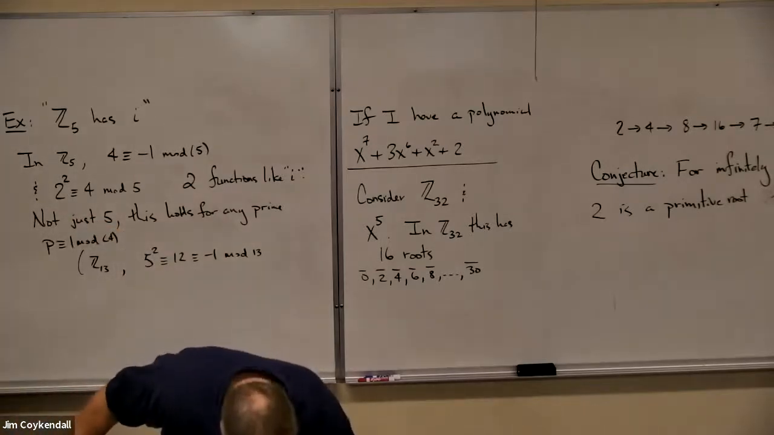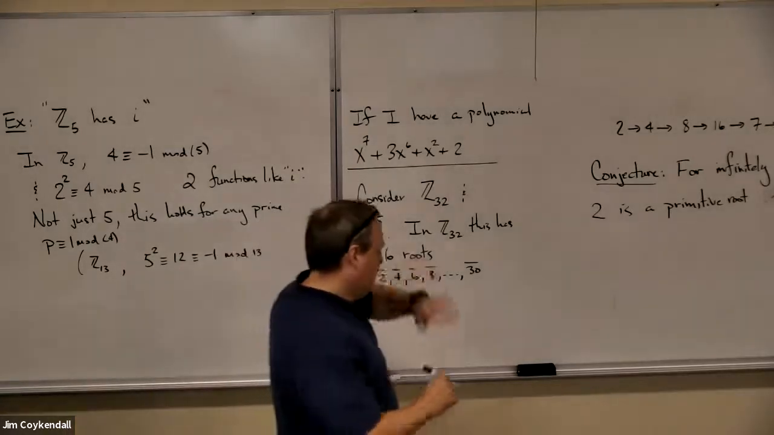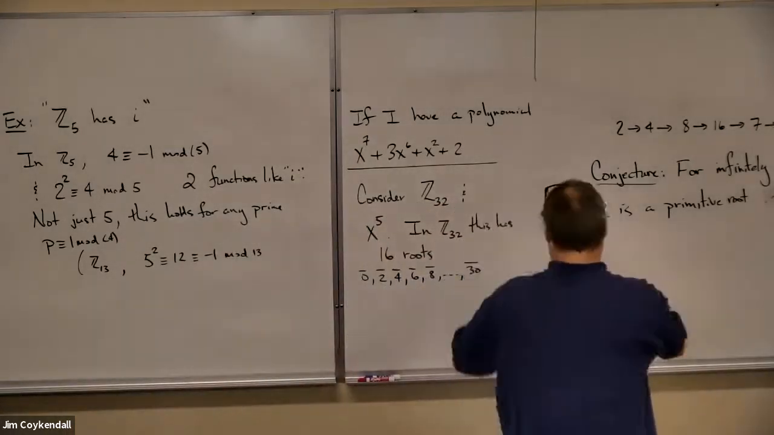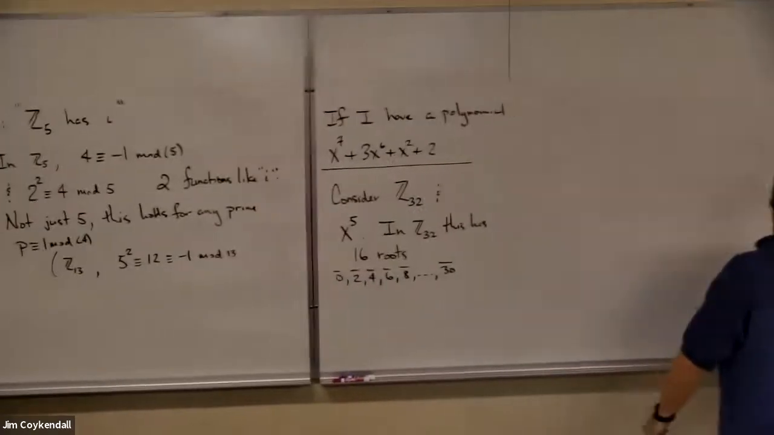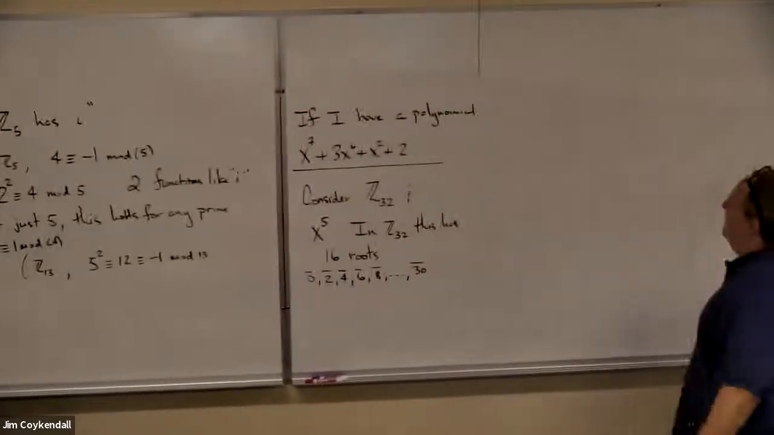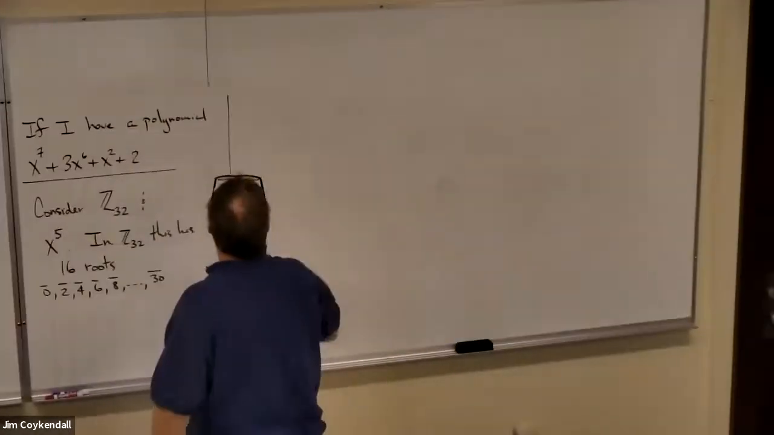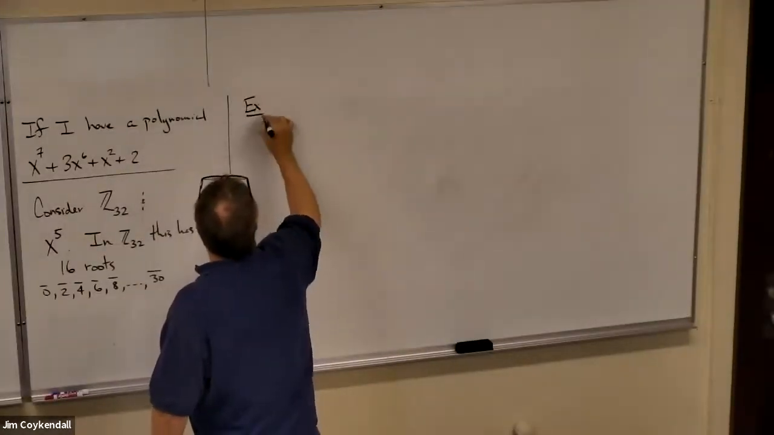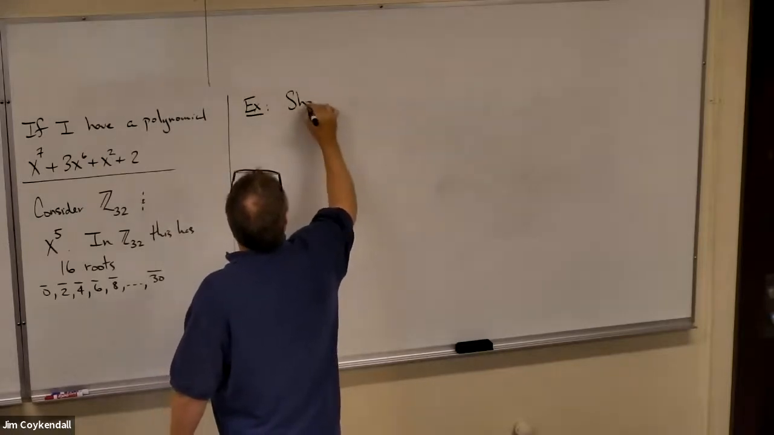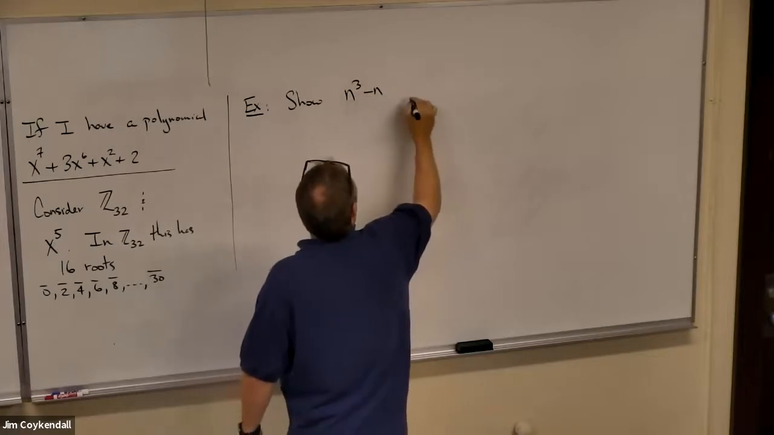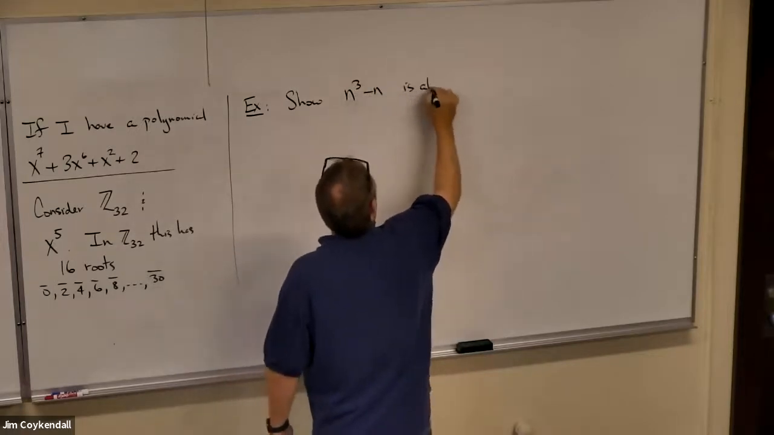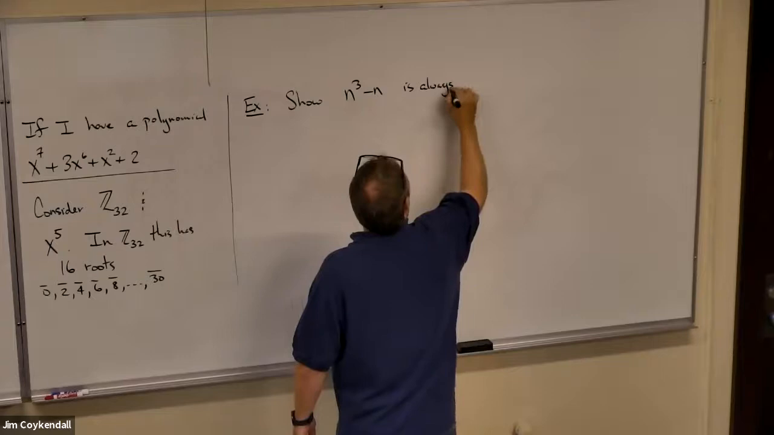So there are some things that are a little bit different than what you might be used to. Let me give you another couple of applications, including we'll finish off that problem. So here's one example. Show n cubed minus n is always a multiple.